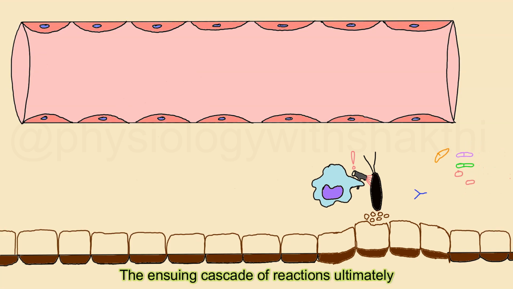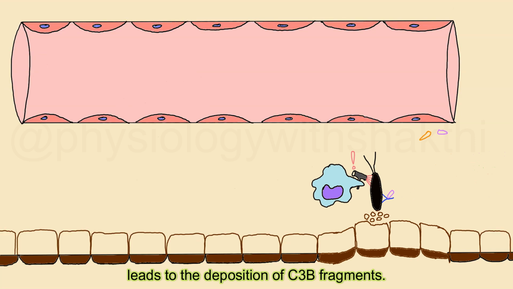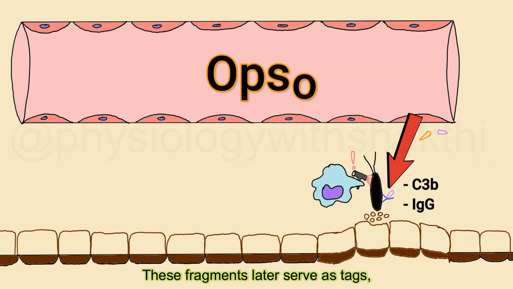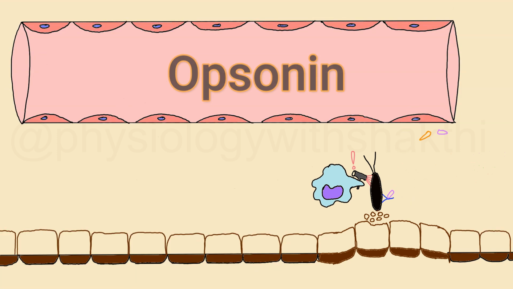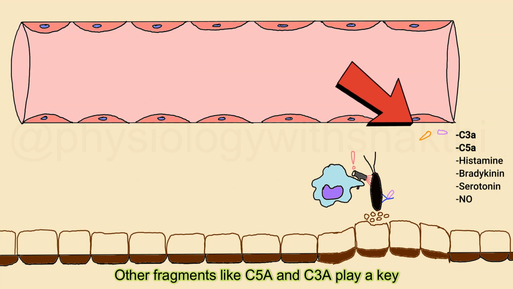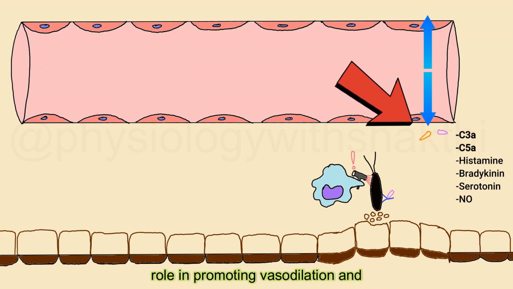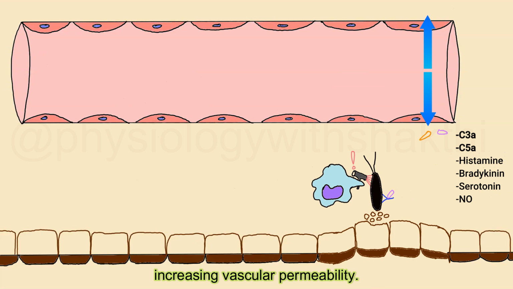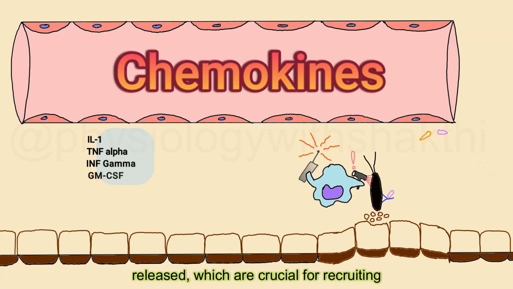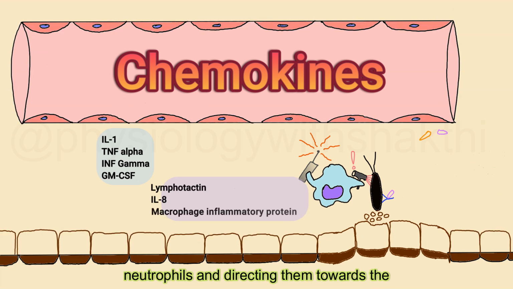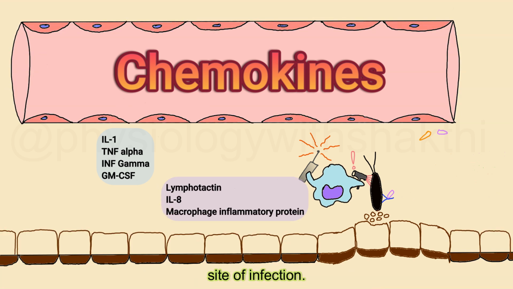The ensuing cascade of reactions ultimately leads to the deposition of C3b fragments. These fragments later serve as tags, allowing phagocytic cells to recognize and target the pathogens. Other fragments like C5a and C3a play a key role in promoting vasodilation and increasing vascular permeability. Additionally, various chemokines are released, which are crucial for recruiting neutrophils and directing them towards the site of infection.